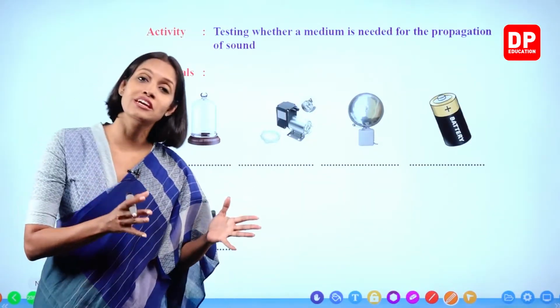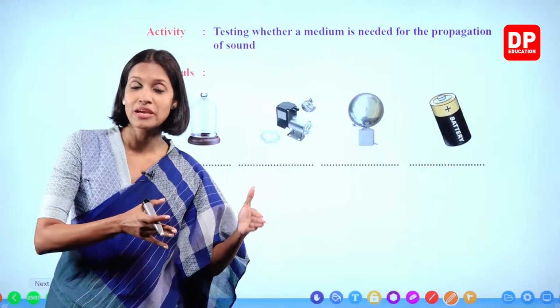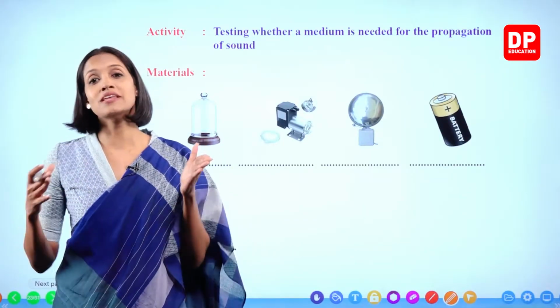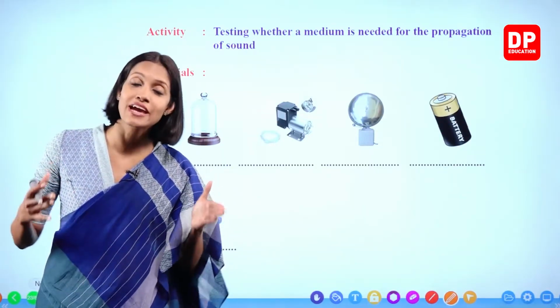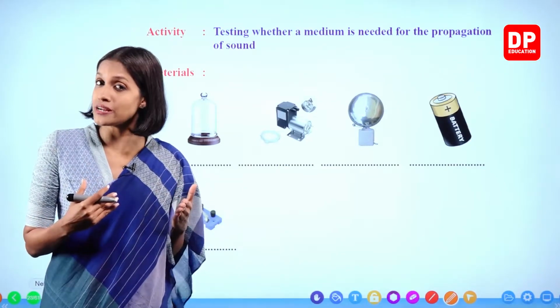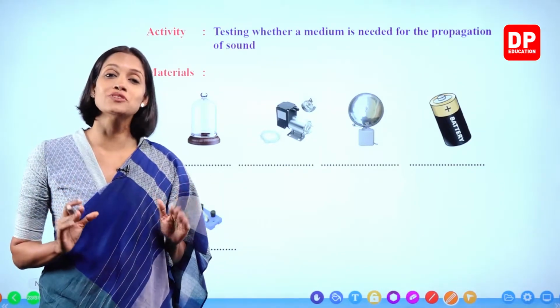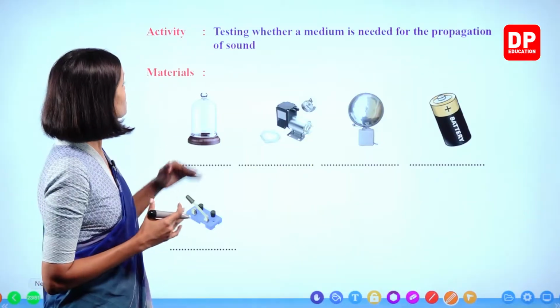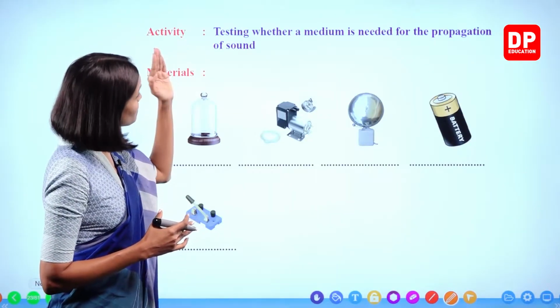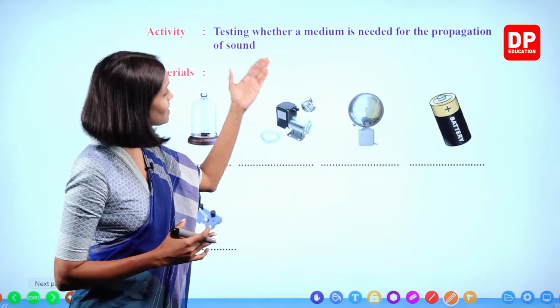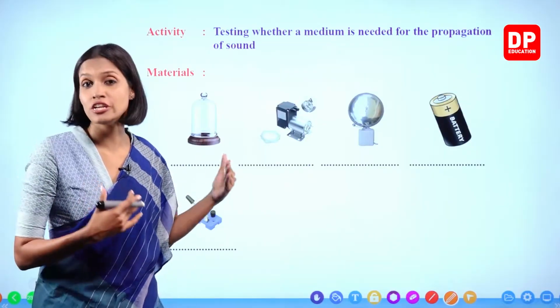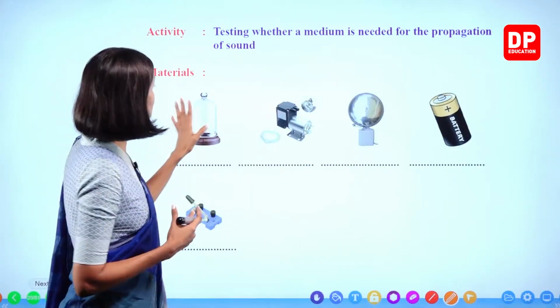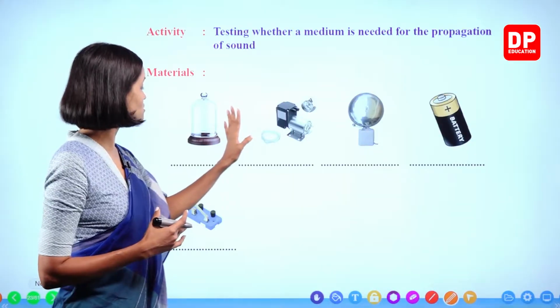If a certain place contains solid particles, that type of medium is known as a solid medium. If gaseous particles are present, that type of medium is known as a gaseous medium. If liquid particles are present, that type of medium is known as a liquid medium. So here we are going to learn whether a medium is necessary for the propagation or the traveling of sound, okay? For this experiment, we need these instruments.